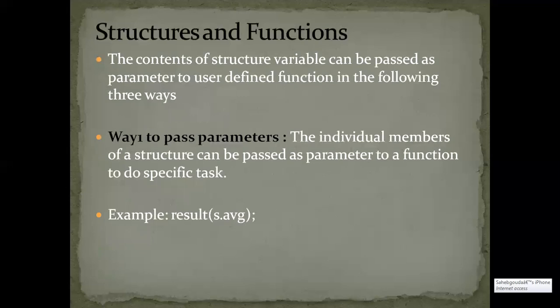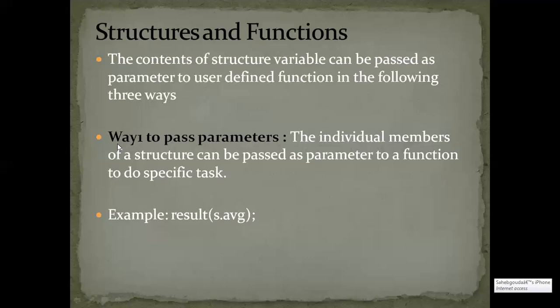The next concept is structures and functions. So how structures and functions are related to each other. The programmers can pass the structure variables or structure members to user defined functions to do a specific task. The contents of a structure variable can be passed as parameter to a user defined function in the following three ways. So there are three ways, and we can make use of structures and functions through all the three ways of passing the parameter.